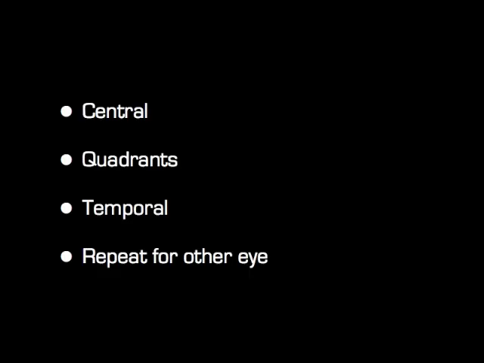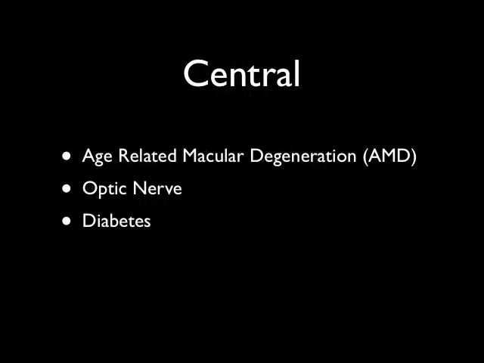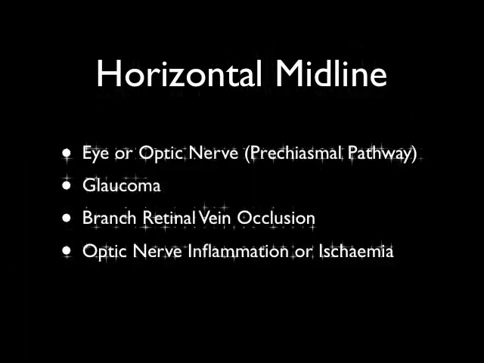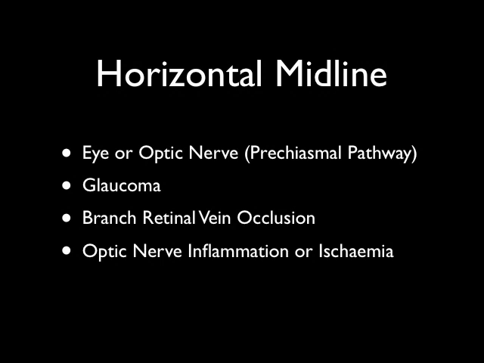Of course, a more detailed examination is possible, but I think the most likely reason to miss an unsuspected field problem is not because of a brief examination, but because the visual fields are not examined at all. So let's wrap up. Central loss of field is most common in macular degeneration and should be assessed by an eye specialist urgently if recent at onset. Field defects which respect the horizontal midline usually arise from the eye or optic nerve. Causes include glaucoma, branch retinal vein occlusion, optic neuritis and optic nerve ischemia. They should be assessed by an eye specialist.